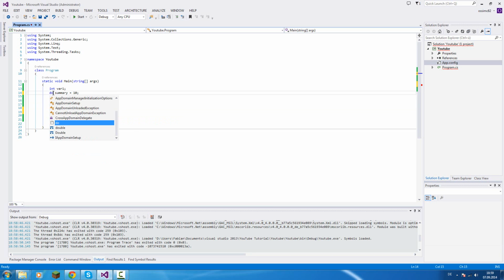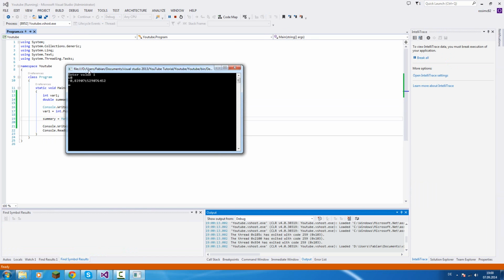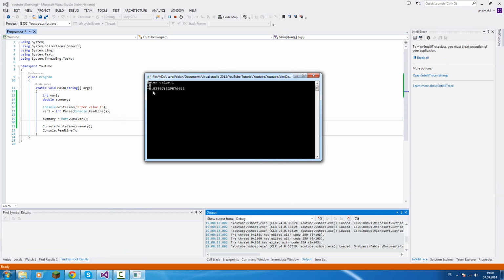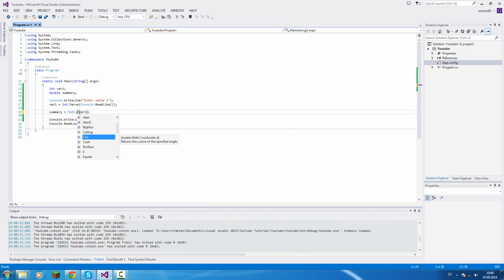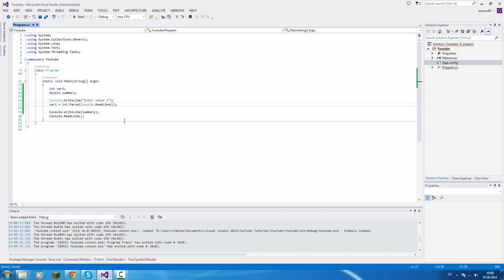if you change that to a double, and we are saying summary equals Math.Cos of var1, and we enter 10 here, you will see we get 0.83971529076452. Yeah, but if you want to do some complex math things, then you should look at the Math class.